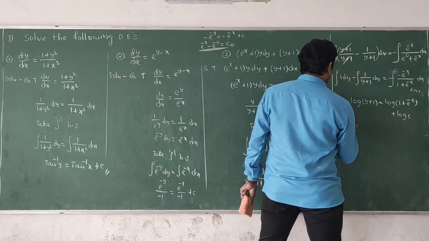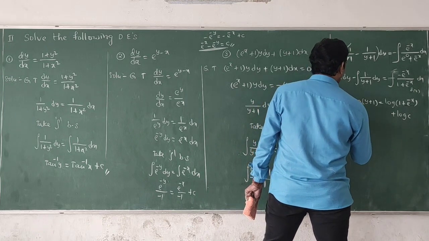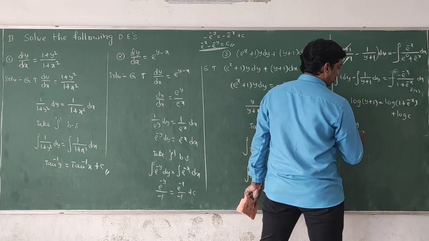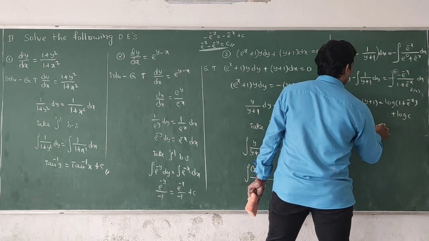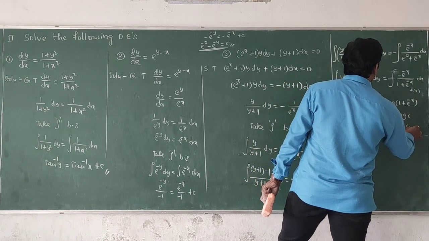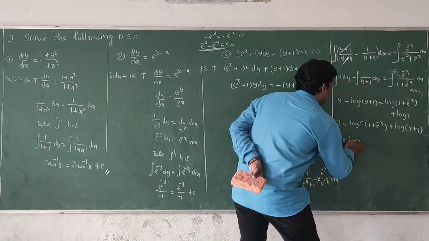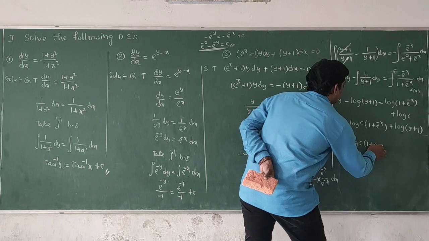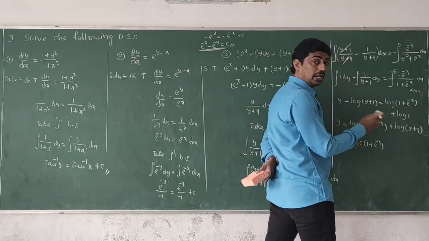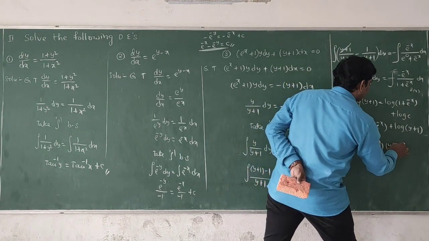Now y equal to, minus 1 taken to the opposite side, plus. So log of, here already log a plus log b, log a into b. That's why c into 1 plus e power minus x. This minus 1 taken to the opposite side plus log of y plus 1. Now y equal to log of c into 1 plus e power minus x. This one is a, this one is b, log a plus log b, log a into b. So c into 1 plus e power minus x into y plus 1.